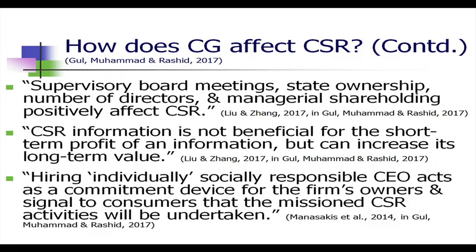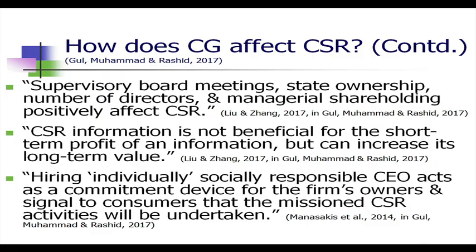Now, the same paper also found that CSR information was not beneficial for the short-term profit of an organization, but could potentially increase its long-term value, and the reason for this could be the reputation of the organization, the credibility, or the trust that people placed in the organization.